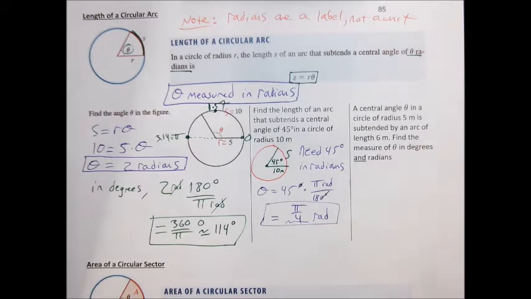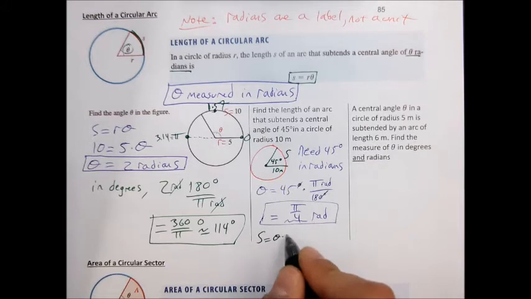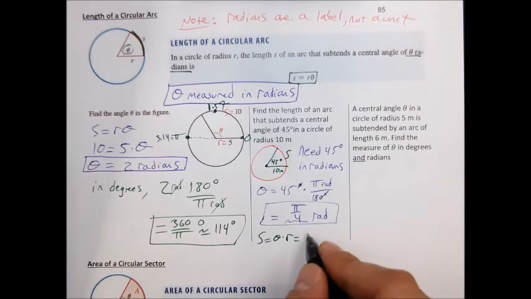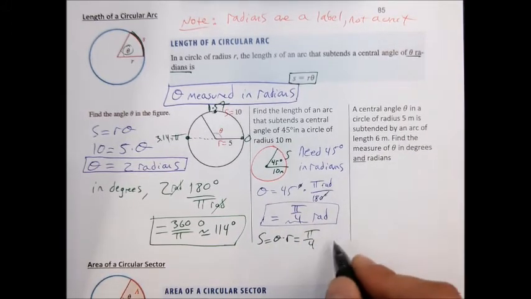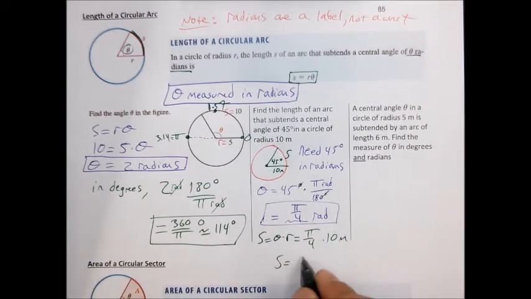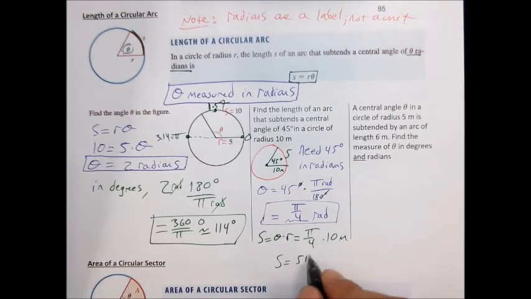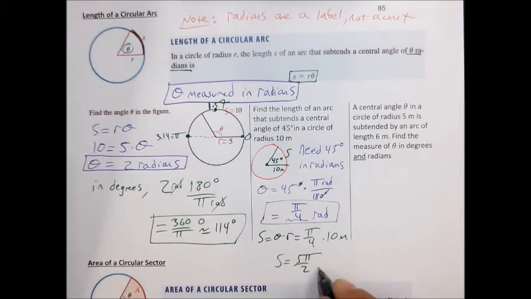the formula. And so we want to find S, right? So S equals theta times R. Theta now is pi over 4. R is 10 meters. And so S ends up being, we can reduce 10 and 4, right? That becomes 5 pi over 2 meters.